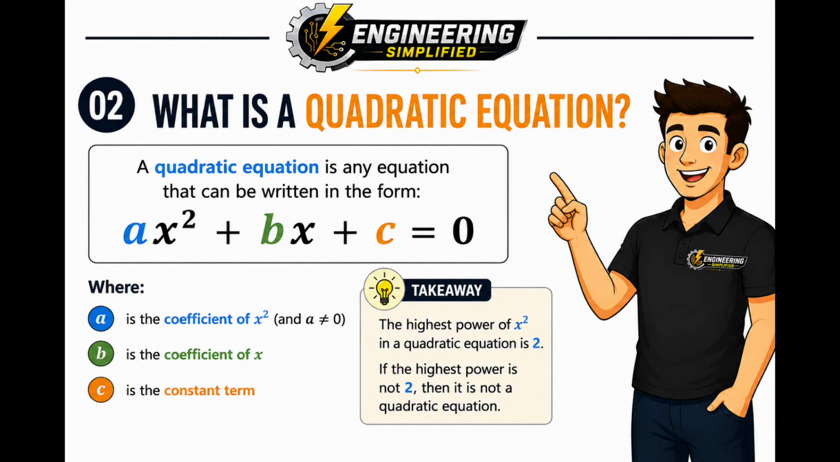A quadratic equation is any equation that can be written in the form ax squared plus bx plus c equals 0, where a, b, and c are constants and a cannot equal 0.